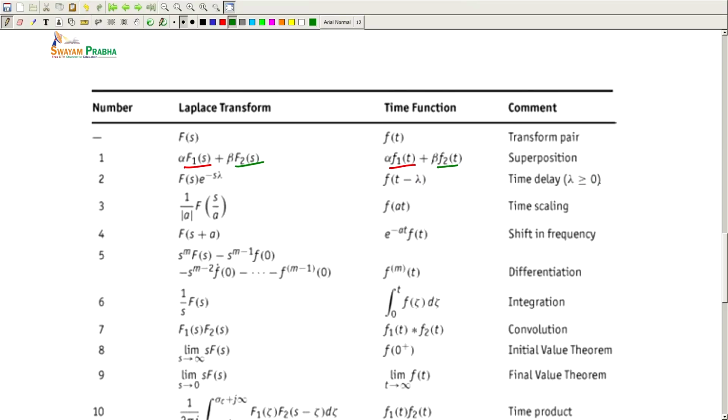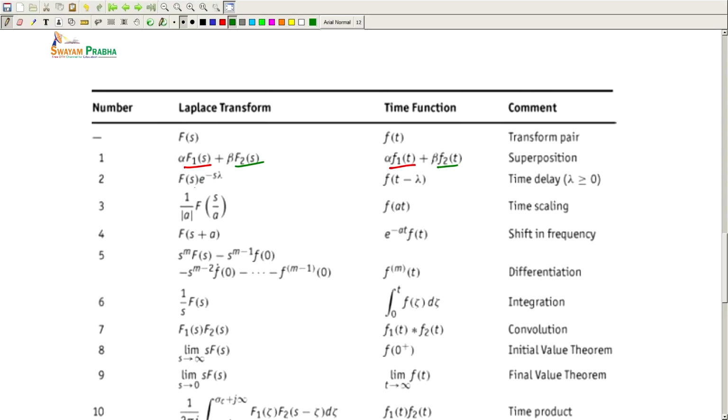The next property is, say there is a time delay in my time domain signal, that is, it is delayed by a quantity lambda. Then in the Laplace domain, my Laplace transform function for the original f of t, that is F of s, will be multiplied by e to the power minus s lambda.